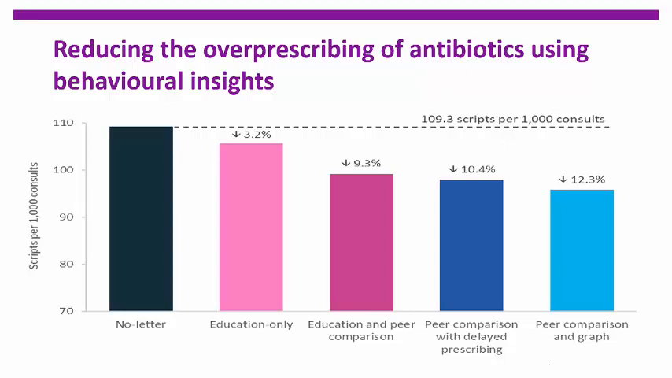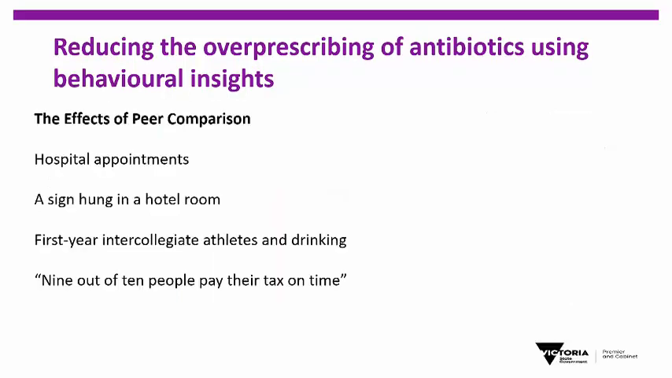A sign hung in a hotel room stating that 75% of guests reuse their towels more than once increased the amount of towel reuse by 7%. And a US study actually found that first-year college athletes with personalised peer comparison feedback substantially reduced heavy drinking in the treatment group compared to the control. And actually the controls saw an increase in heavy drinking over that first-year period. So peer comparison can work across many different areas.